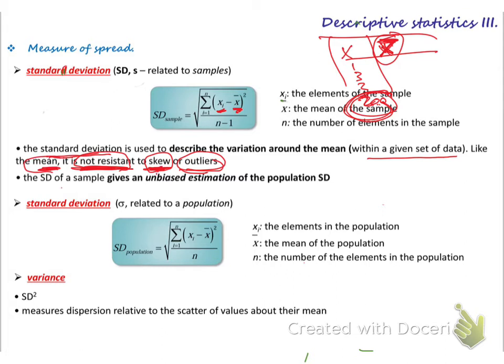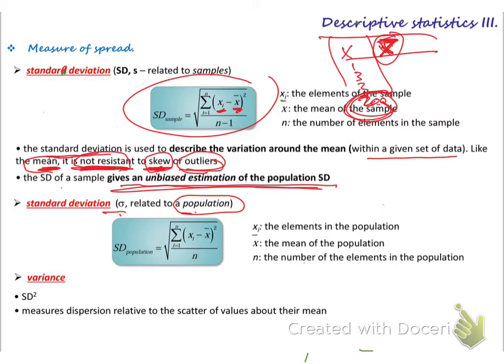The standard deviation of a sample gives us an unbiased estimation. So it gives us an estimation which is not biased. We can guarantee it is unbiased. The standard deviation for the whole population is exactly the same as for the sample, but the denominator will be n, not n minus 1. This is something called the degree of freedom. The degree of freedom in the sample is less than in the population, because the population is very big, so it is more accurate than the sample. So here they're using n minus 1, but in the population they're using only n.